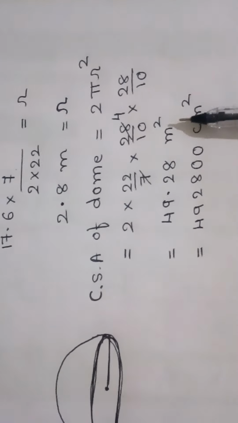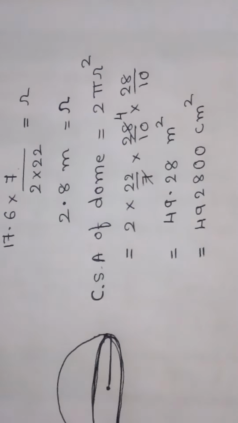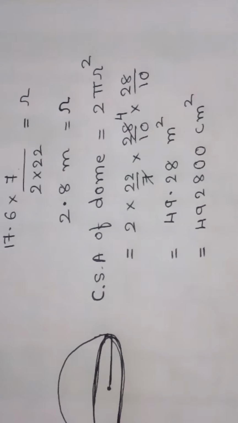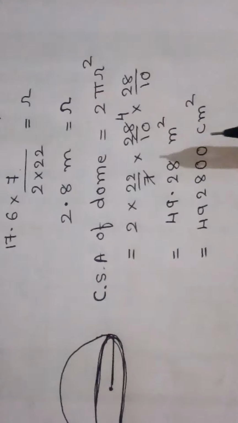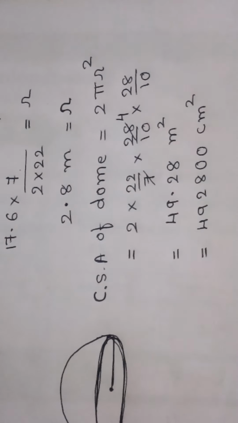49.28 meter square. Now here the cost of painting is given in centimeter square. The cost of painting this dome is 5 rupees per 100 centimeter square. So first of all, let us convert meter square into centimeter square. 1 meter square is 10,000 centimeter square.